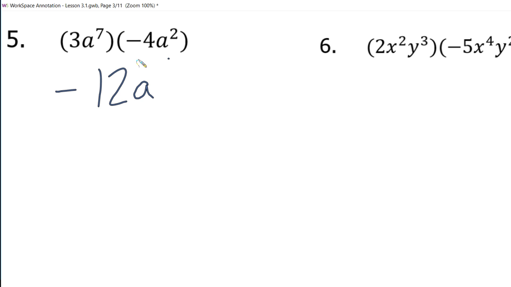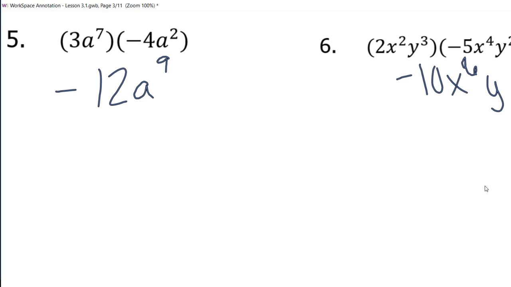What's 2 times negative 5? Negative 10. What do I do with the exponents? Add them. 2 plus 4 is 6, and 3 plus 2 is 5. So your answer should have been negative 10, x to the 6th, y to the 5th.